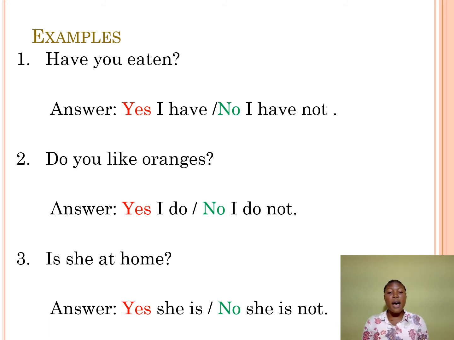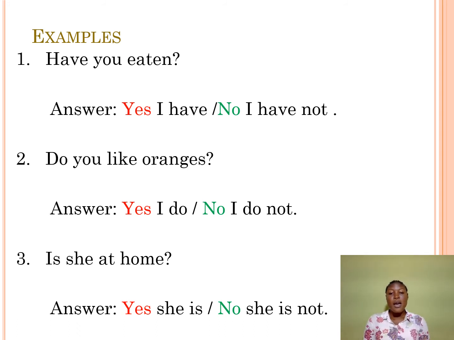2. Do you like oranges? The answer is yes, I do, or no, I do not. 3. Is she at home? And the answer is yes, she is, or no, she is not.